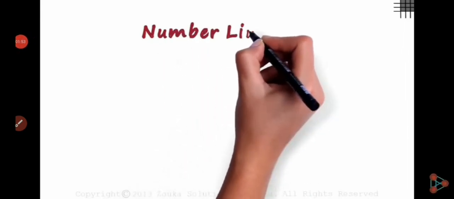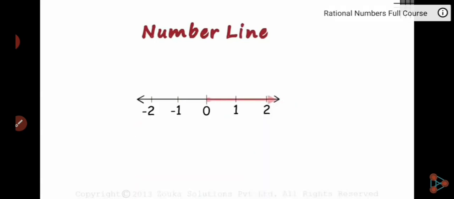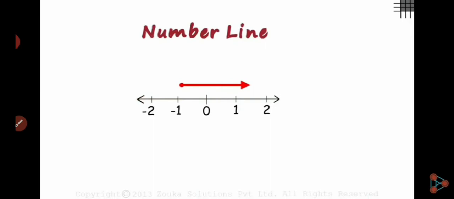We represent rational numbers on a number line. A number line looks something like this. The positive integers are represented towards the right of 0 and the negative integers are represented to the left of 0. The numbers increase when we move towards the right and decrease when we move towards the left. It's easy to plot integers, but how do we plot numbers like 3 by 4?